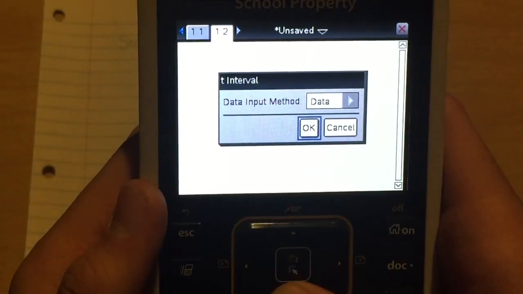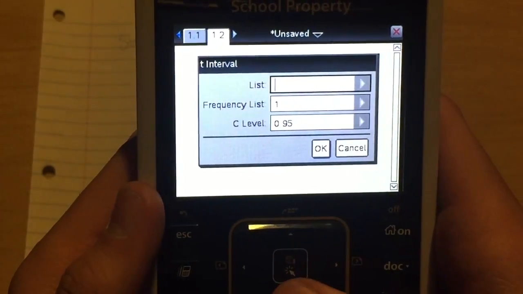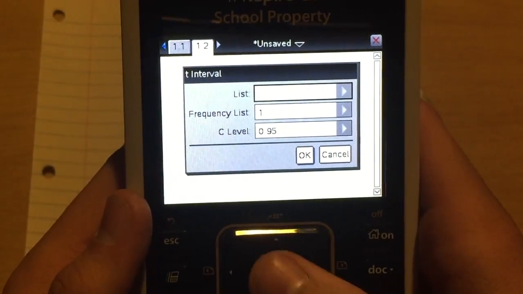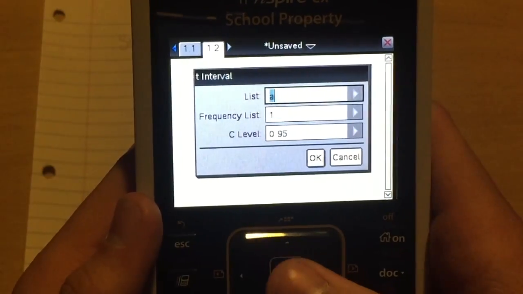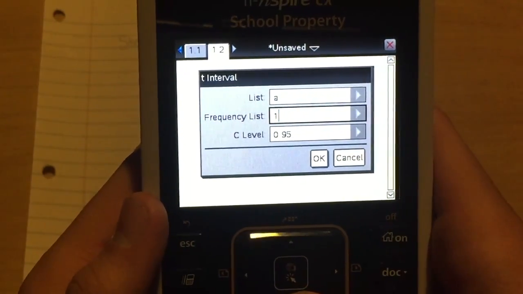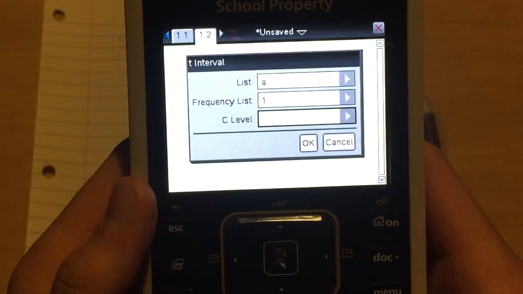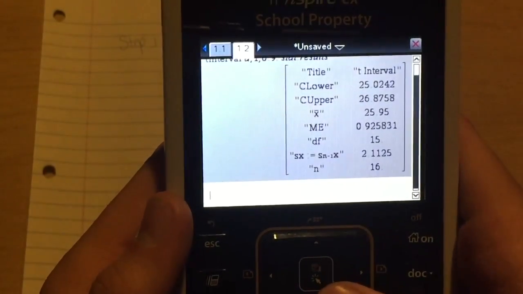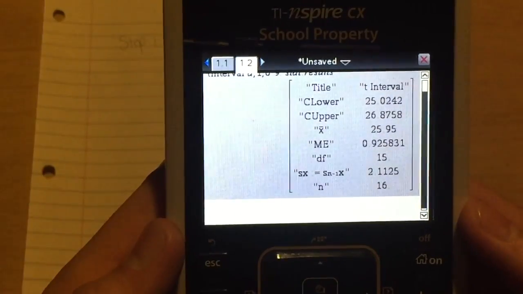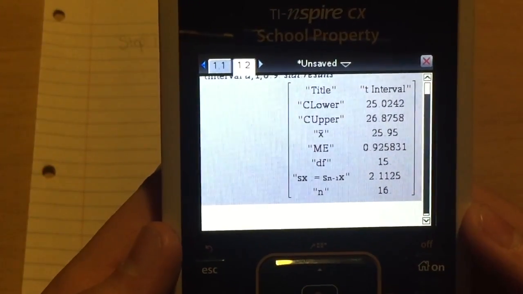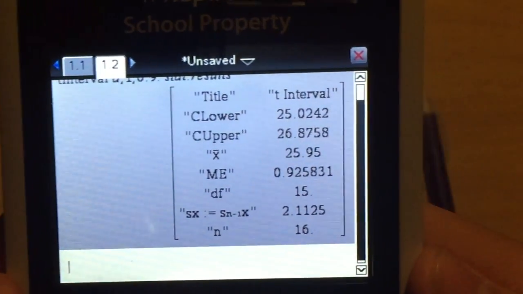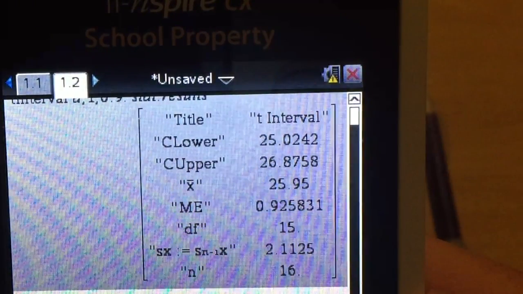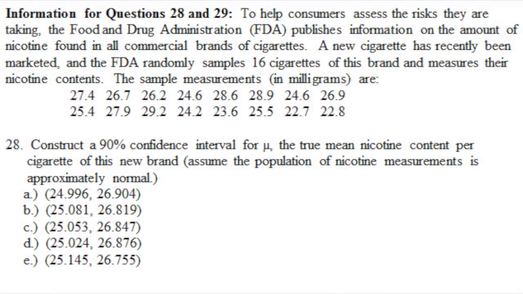Our input method is data. We choose the list name that we put in our data, and we change the C level to 0.9. When we plug in, we see that our C lower is 25.02 and our C upper is 26.87. And if we look back at question 28, that would be letter D.